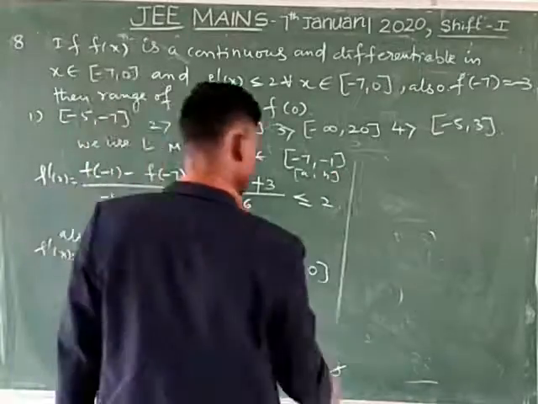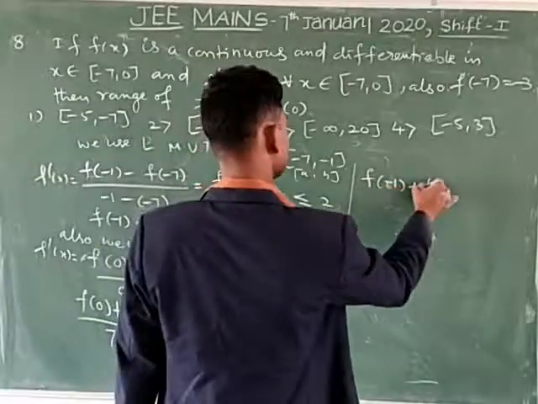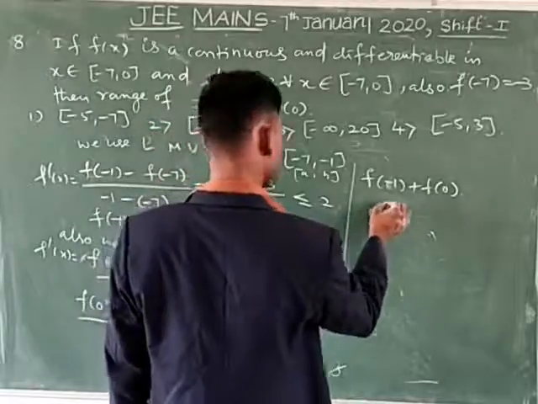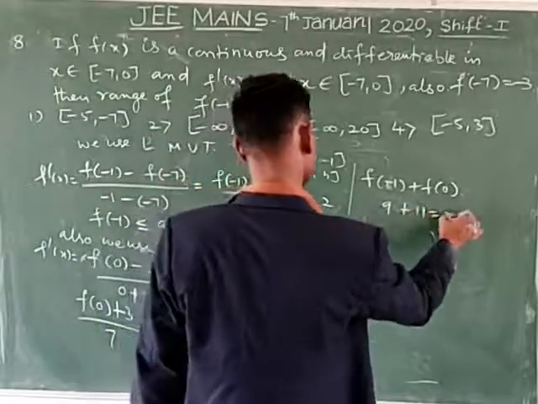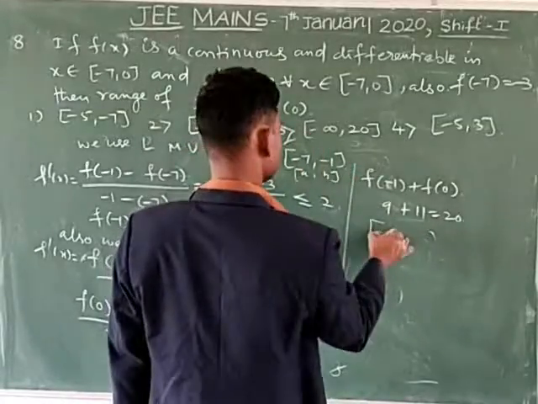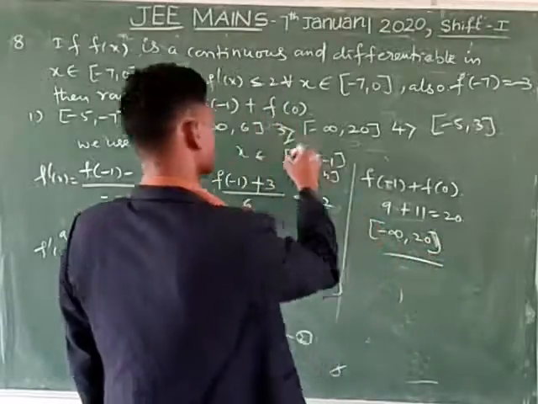Now you have to add: f(-1) plus f(0) is equal to 9 plus 11, which is equal to 20. Then which option is possible? Here this option, minus infinity to 20. Third option.